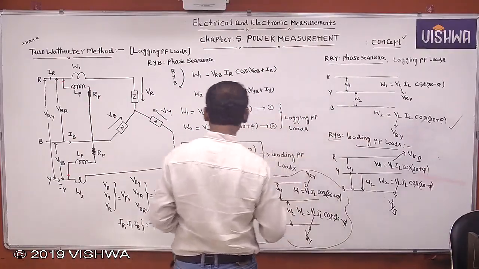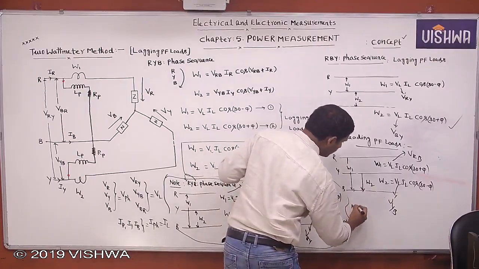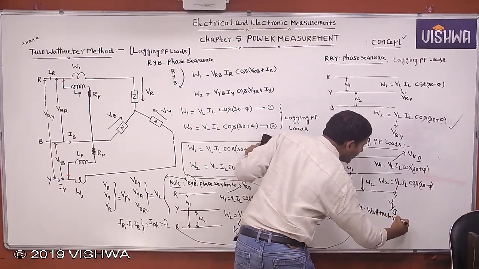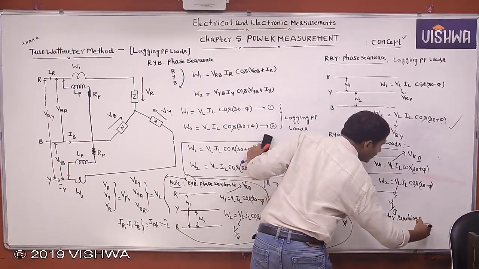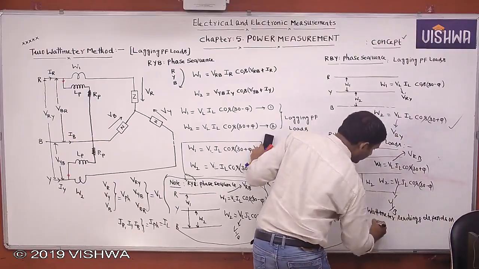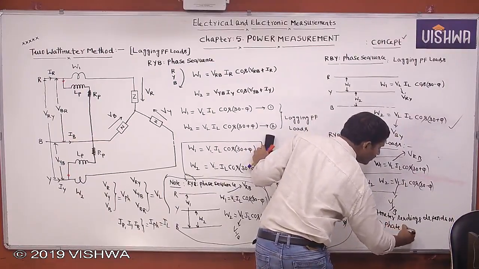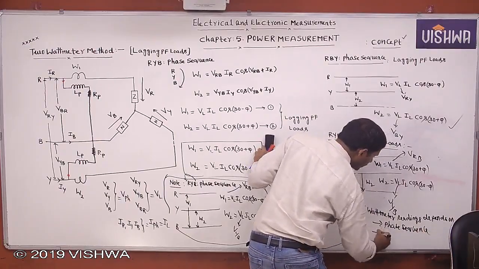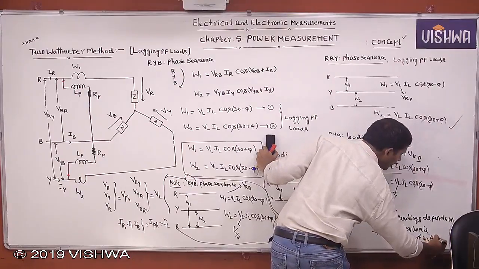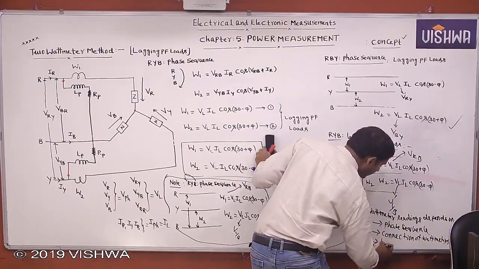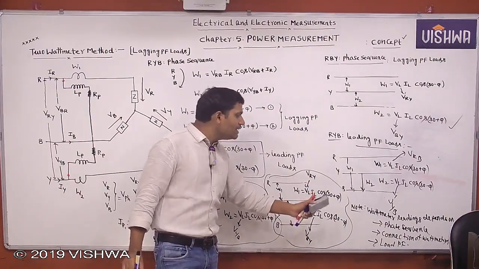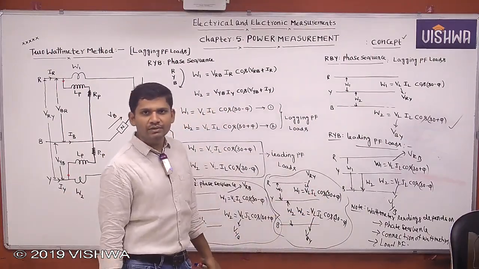Therefore, wattmeter readings depend on... Finally, I am giving the statement, you write it as a note. Wattmeter readings in a three-phase system depend on the phase sequence, the connection of wattmeters, and the load power factor. Where it is connected, what the phase sequence is, what the load power factor is. In all these three cases, the readings of wattmeters depend.